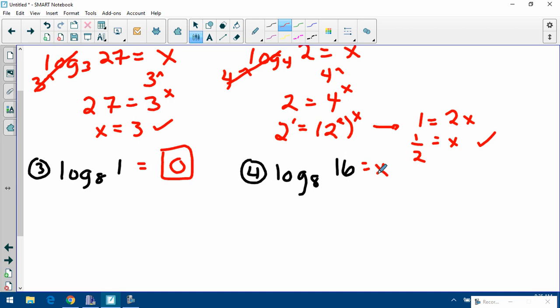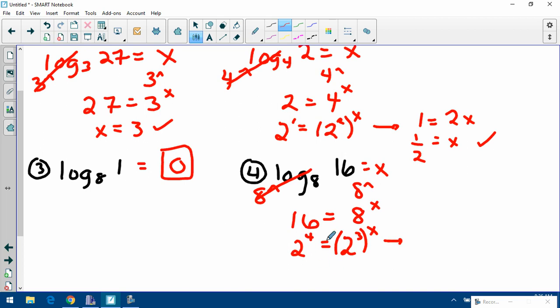So why don't we set this one equal to x? Exponentiate by 8. You'll have 16 equals 8 to the x. Now what's the common base? What can both 16 and 8 be written as? Well, they're both powers of 2. This is 2 to the 4th. This is 2 to the 3rd, still raised to the x. Once your bases are the same, set the exponents equal. So we have 4 equals 3x.